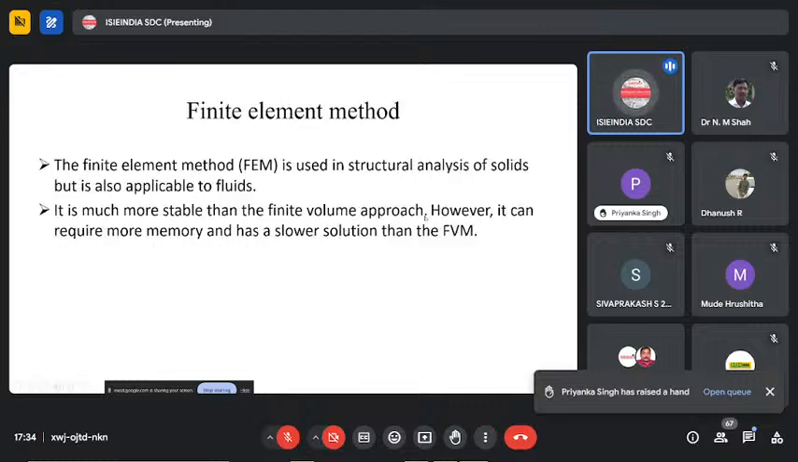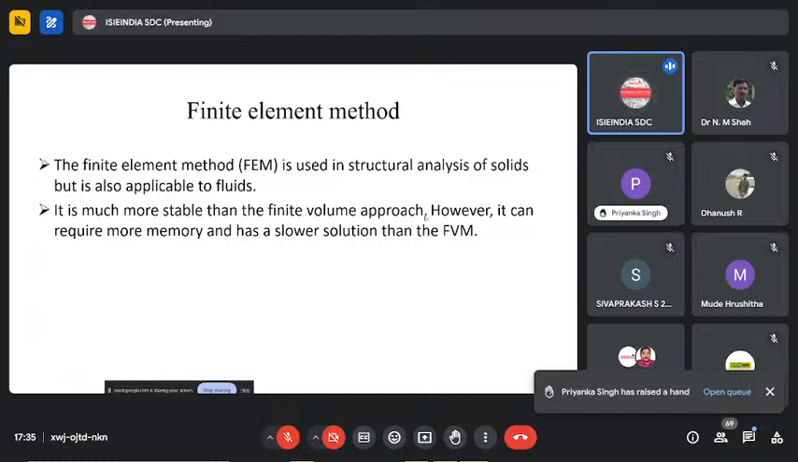The finite element method is widely used in structural analysis of solids, but in some applications it is also used in fluid dynamics. So how does it work in FEM? Basically we divide the fluid or solid domain into a mesh of smaller, simple shapes, which we call elements, and use a polynomial function like a shape function to approximate the solution within each element.